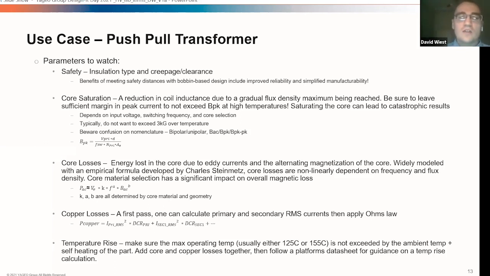Together, you must make sure that these losses will add together to be reasonable within your circuit. And it's also important to consider the temperature rise of a platform. And again, there are typically guidance in a data sheet that will help you with this.